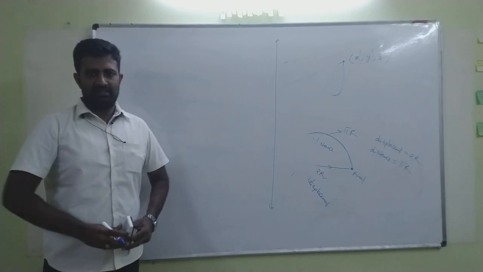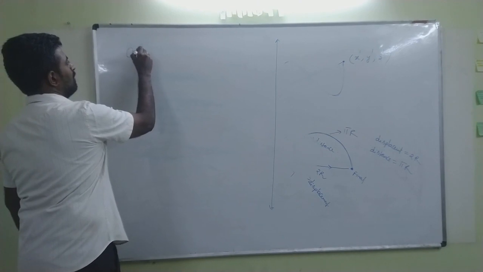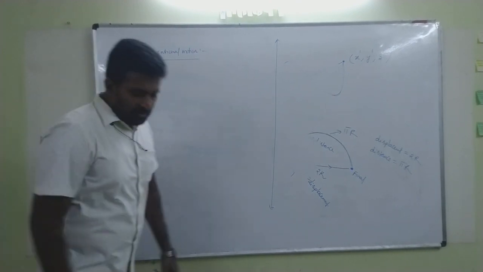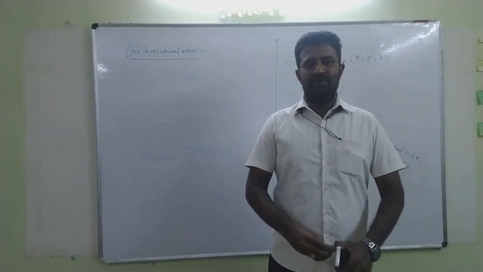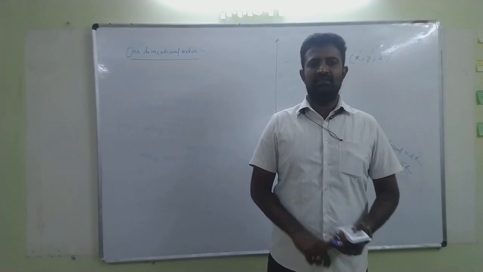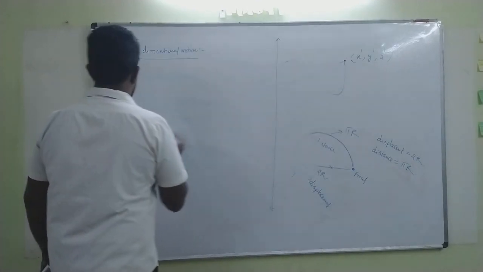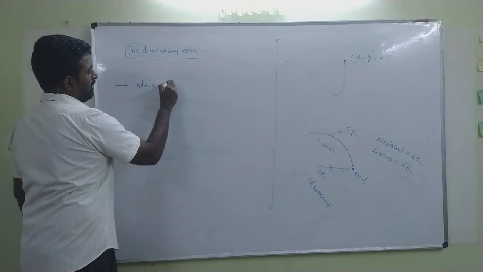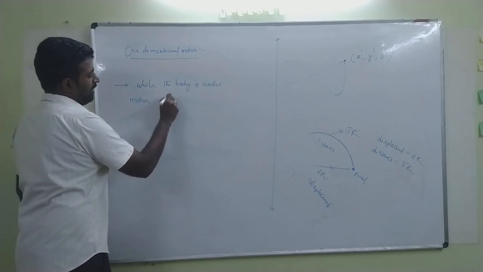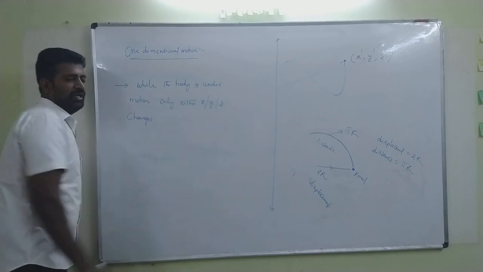Let us try to understand some examples related to this. Before going into that, I will try to define one-dimensional motion. See, in case of one-dimensional motion, while the body is moving from one position to another position, either the x coordinate or the y coordinate or the z coordinate only changes. Means the body is going to move either parallel to the x axis or parallel to the y axis or parallel to the z axis. While the body is under motion, only either x or y or z changes. Such motion is known as one dimensional motion.